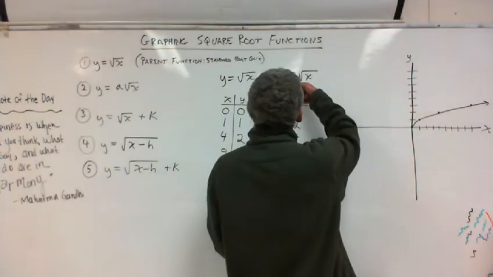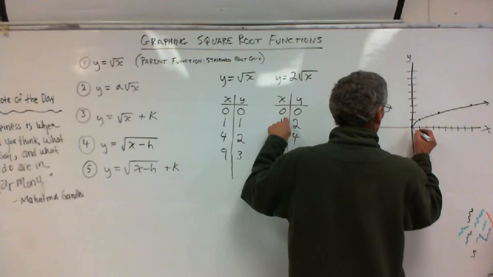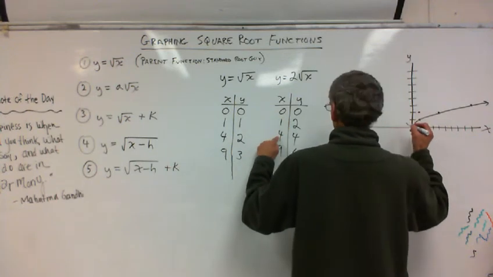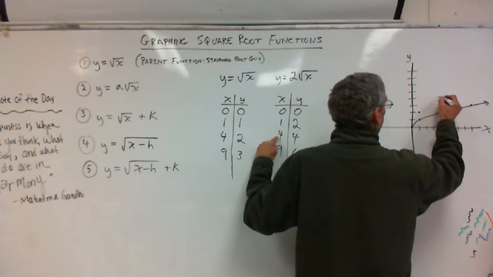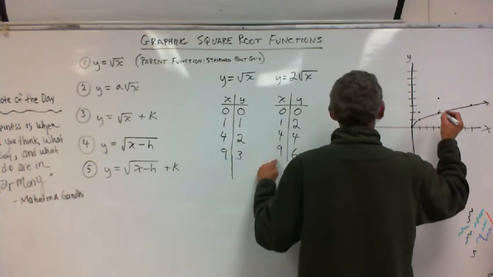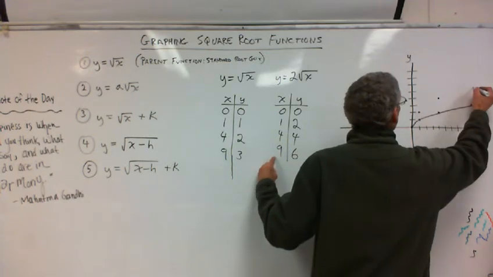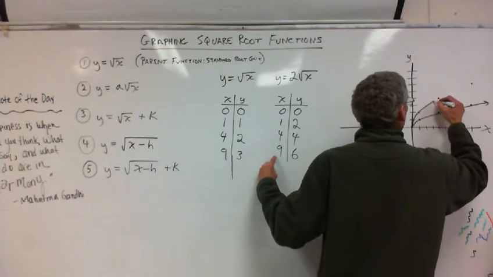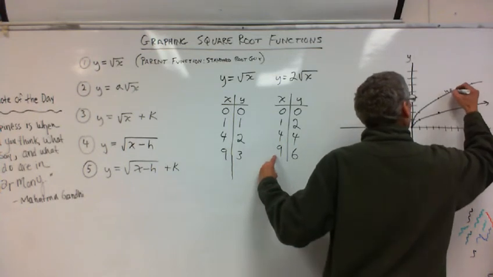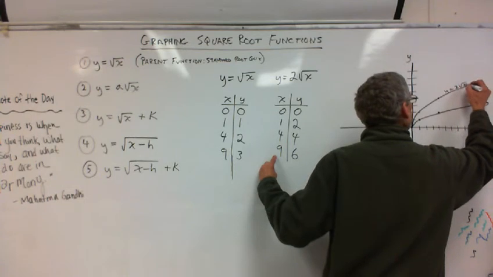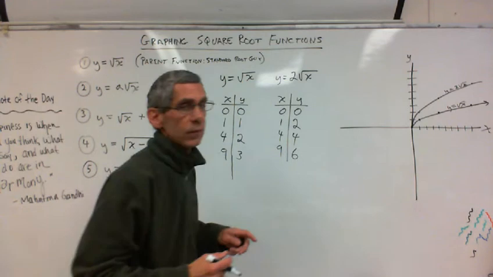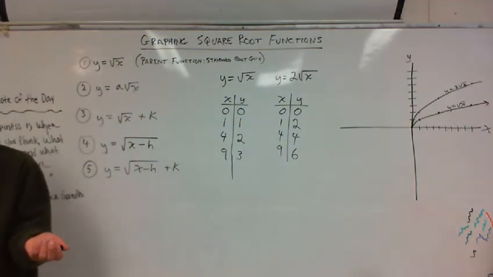But if it's a whole number, we'll graph it. There's 0, 0, 1, 2. And then 4, 4, right around there. And then 9, 6-ish. Right? So it's going to be this graph. So that's y is equal to 2 square root of x. And this is y is equal to the square root of x. Okay, you guys with me? It's pretty straightforward, right? It's not that hard.